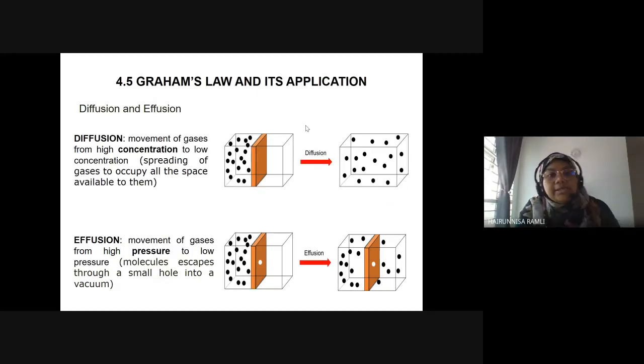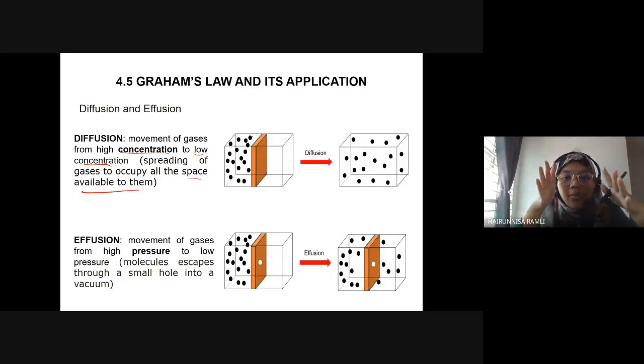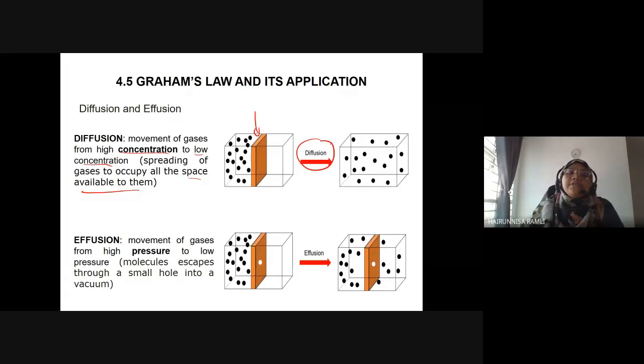So diffusion is actually a movement of gases from high concentration to low concentration, where it's actually the spreading of gases to occupy all the space available to them. Okay, kalau tengok contoh kat sini lah. Okay, ada dalam satu bekas, let's say kita tutup lah. The tutup tu memang gas tu tak boleh nak bergerak lah. Okay, so once we open the barrier here, kita buka, so dia akan move to the low concentration, yang kosong ni lah. So dia akan move around. So this one we call it as diffusion.